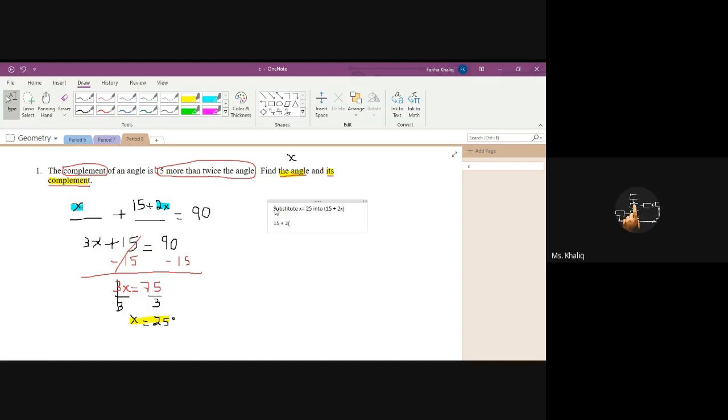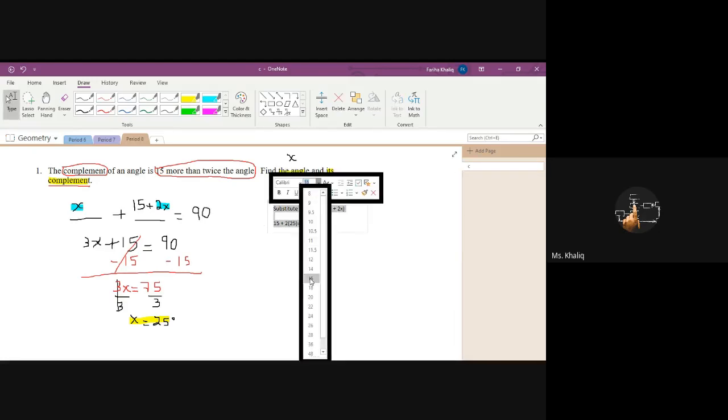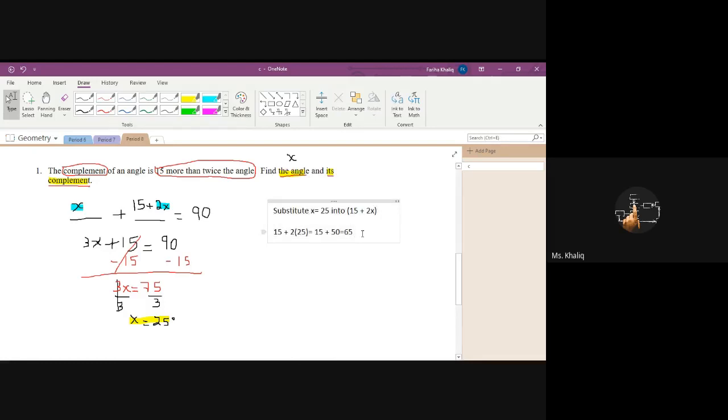15 plus 2 times 25 is really saying 15 plus 50, which is 65. And let me just make it bigger so it's nicely visible. So the complement is 65 degrees, but how can I check it? That's always a good idea to check your answer. I'm going to add angle 1 and angle 2 to see if I do get 90 degrees indeed. So 25 is my angle plus its complement, which is 65, and I end up with 90 degrees.